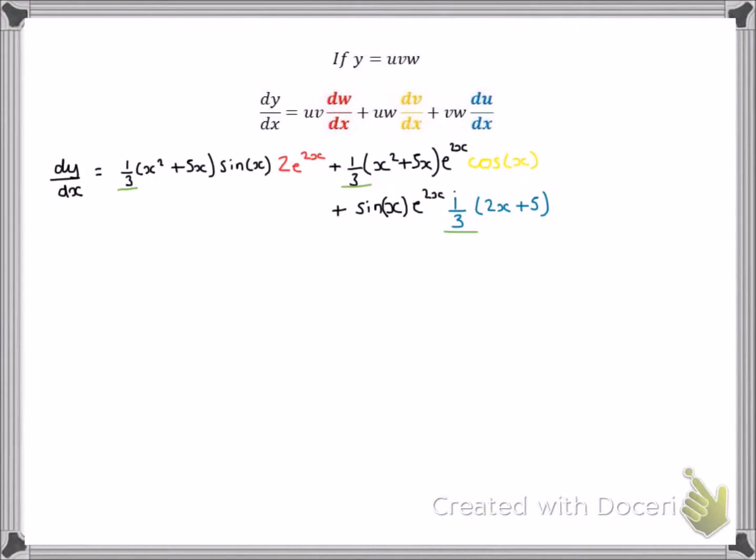Well, yes, there is. We can take out e to the 2x from this part, e to the 2x from this part, and e to the 2x from this part. So what I would suggest, if you wanted to tie this up, is take out a third e to the 2x. So we're taking out a third e to the 2x.